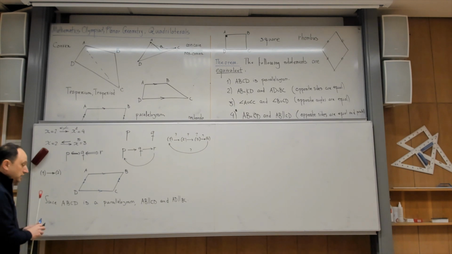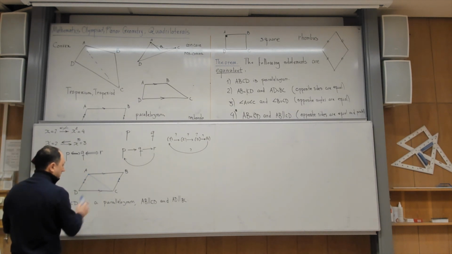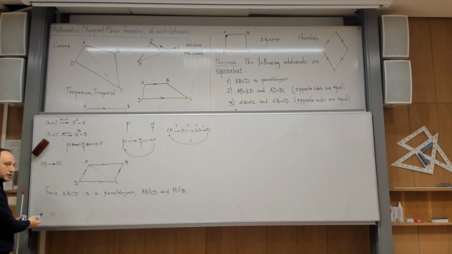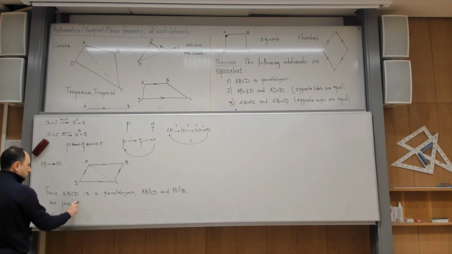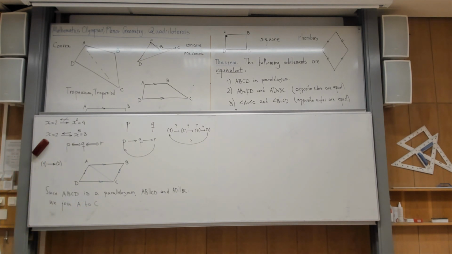Okay. So for example, let us join A to C. This is added, so you have to explain. We join A to C. Now, can you complete the argument?